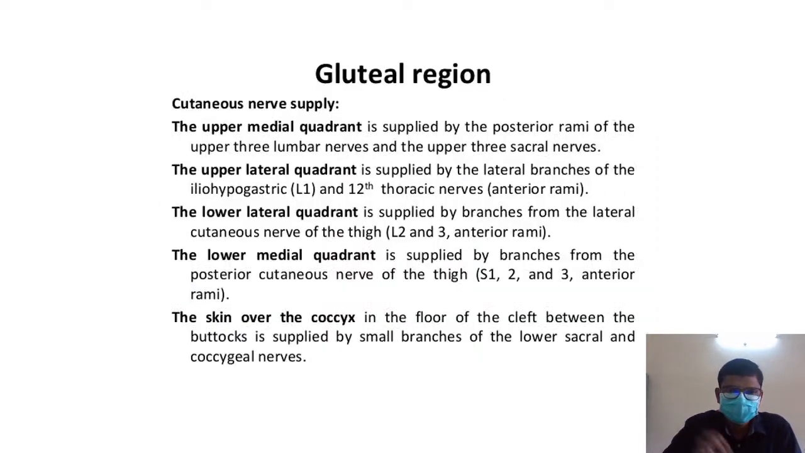Coming to the upper lateral quadrant, this upper lateral quadrant is supplied by the lateral branches of the iliohypogastric nerve and the anterior rami of the 12th thoracic nerve. So this upper lateral quadrant is supplied by the branches which come from the iliohypogastric nerve with a root value of L1 and also the anterior rami of the 12th thoracic nerve.